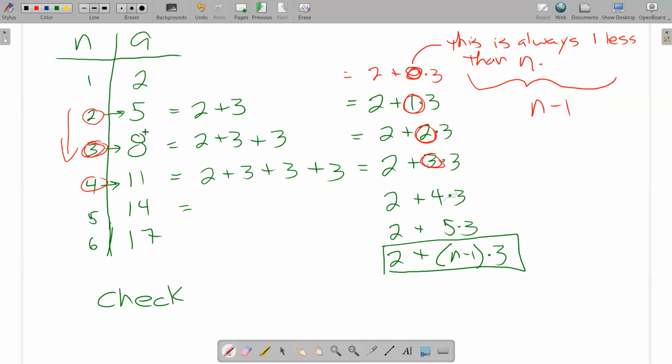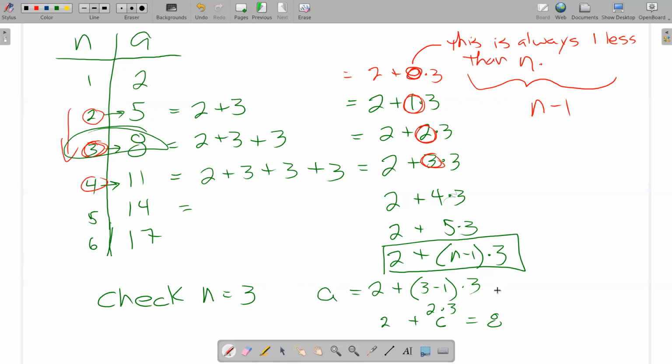So I know one of the originally given numbers, the third number, was 8. So I'm going to check for n equals 3 and plug into my formula. The value for a there is going to be 2 plus parentheses, instead of an n, I'm going to put a 3, minus 1, times 3. 3 minus 1 is 2. 2 times 3 is 6. Plus that 2 I started with gives me the 8. So the formula does check for n equals 3.